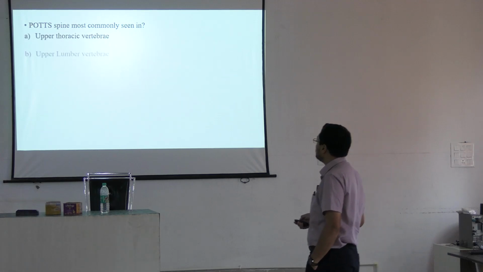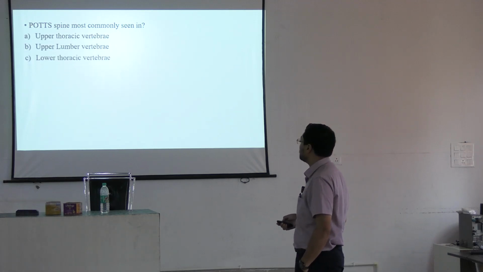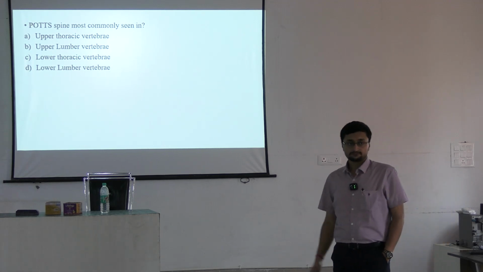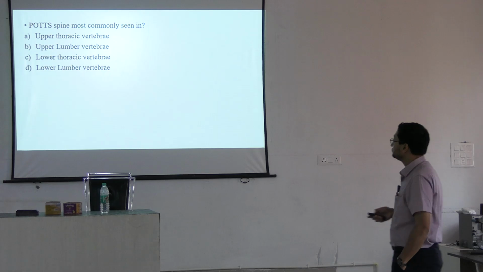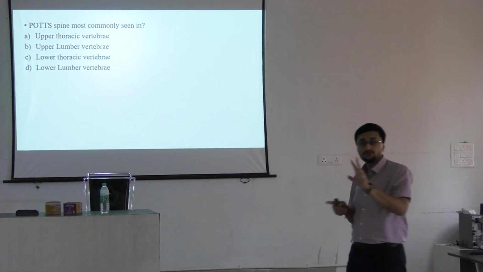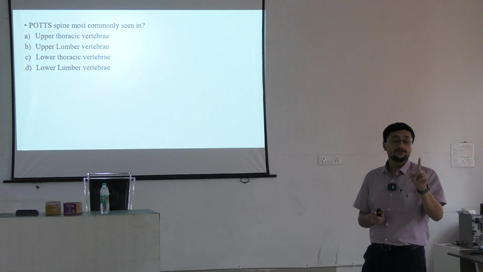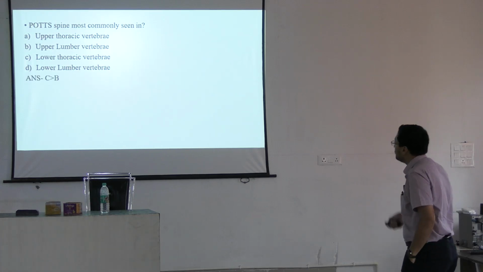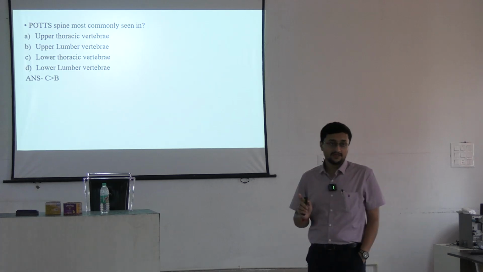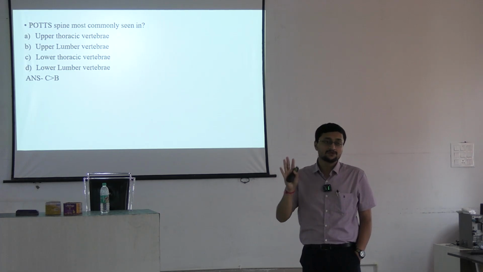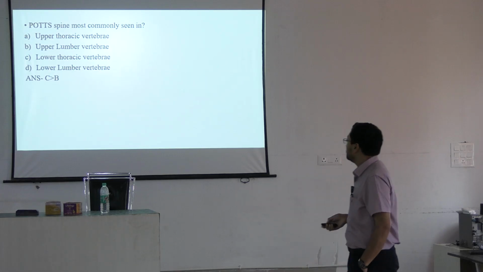Pott's spine most commonly seen in upper thoracic, upper lumbar, lower thoracic or lower lumbar? Actually, two of these, among the four options, two are correct, right? So, which one is more correct? Definitely this is lower thoracic more than upper lumbar. Okay, if there is one option, if upper lumbar is not there then lower thoracic. Lower thoracic is the most important part of involvement, right?